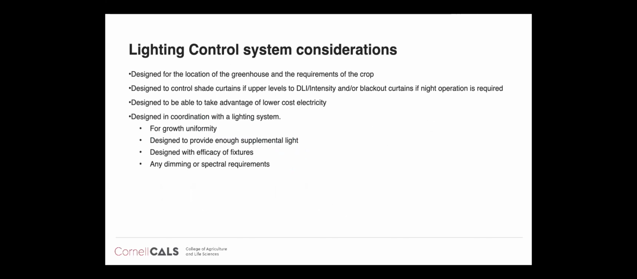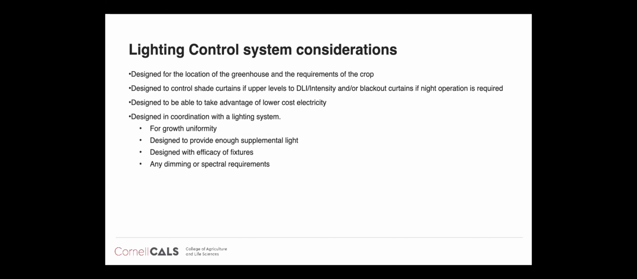Okay, so this is what I thought might be some interesting points to consider. A lighting control system should be designed for the location of the greenhouse as well as the requirements of the crop. One like LASSI might not be ideal for every type of crop. It was specifically designed for lettuce. If you have limitations on it, maybe that's not the greatest control system for you.